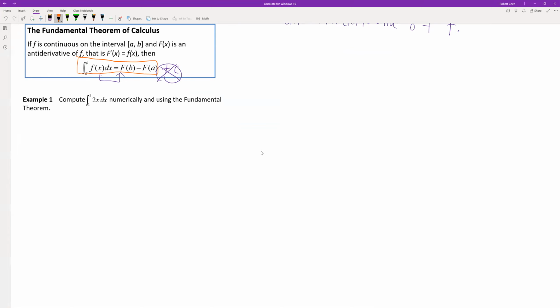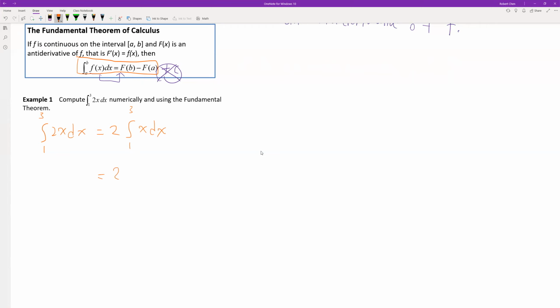Compute the integral from 1 to 3 of 2x dx numerically and using the fundamental theorem. First, I'm going to copy down the question, dx. We're not going to worry about the bounds for now, we're just looking at the integral. First, I'm going to put the 2 on the outside, 2 times the integral of x dx. And the rule that we're going to use for integrating x is adding one to the power and dividing by the new power.